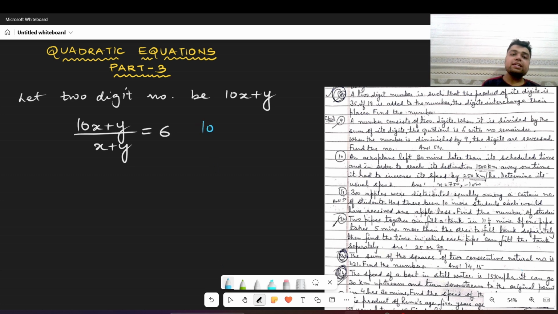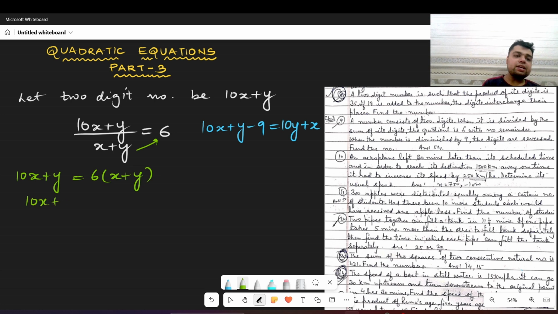So I will get 10x plus y minus 9 is equal to 10y plus x. This is the second equation. Let's solve it. So first solve this, we will do cross multiplication. 10x plus y is equal to 6 times x plus y, right? 10x plus y is equal to 6x plus 6y.